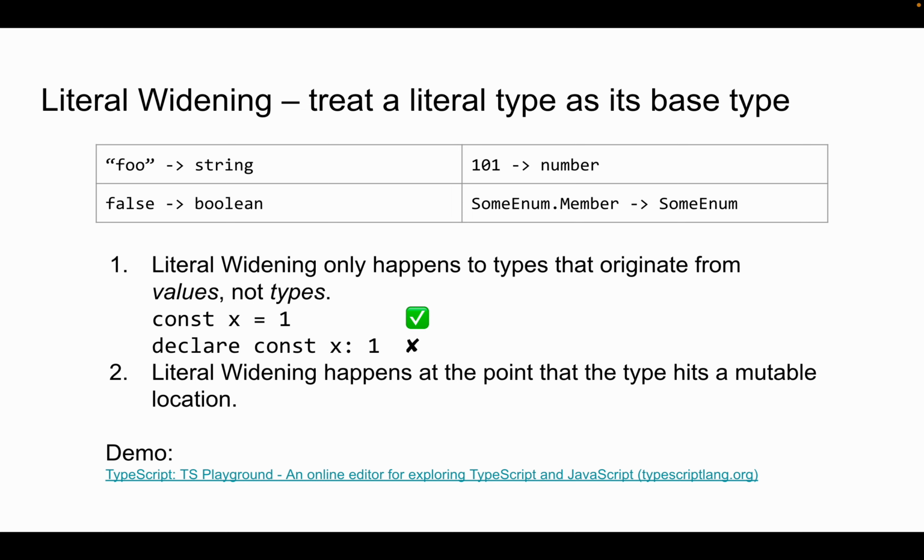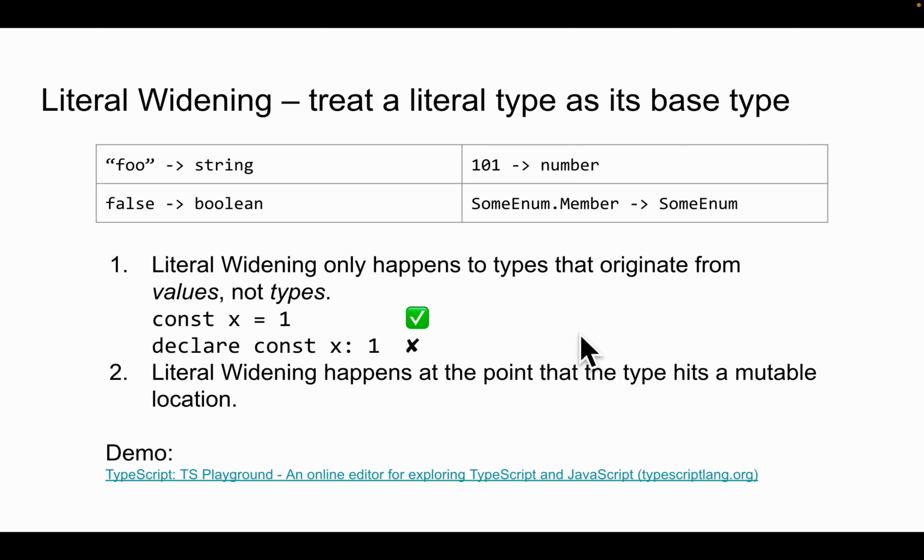So if you have a literal type, "foo", it can be treated as string. 101 can be treated as number. False as boolean, and then some enum.member can be treated as some enum, because in TypeScript, most enum members get their own literal type. So they're sort of like the equivalent of a number or a string literal type. And then they have a parent type, some enum, or a base type, some enum, that's sort of like the equivalent of string or number.